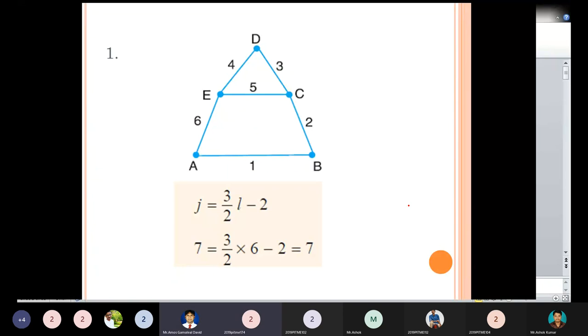How many binary joints are there? Tell me how many binary joints. Which are the binary joints? A, B, C, D, E. Which are the binary joints? I'm asking binary joint.